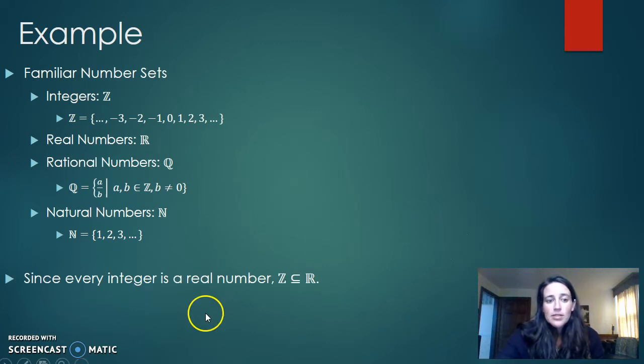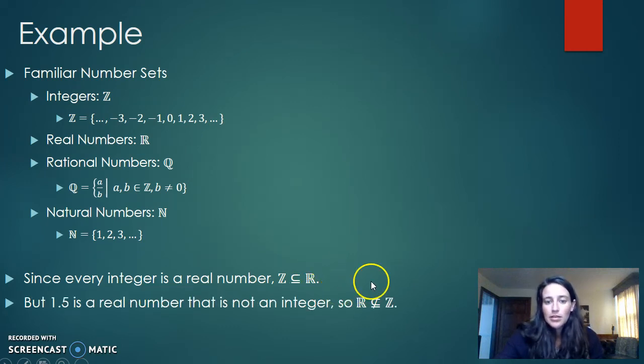So some examples. Since every integer is a real number, we could say the set of integers is a subset of the set of real numbers. But 1.5 is a real number that is not an integer, so the set of real numbers is not a subset of the integers because the set of real numbers is not completely contained in the set of the integers.